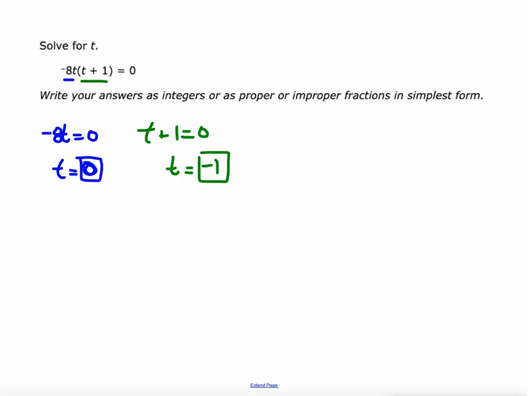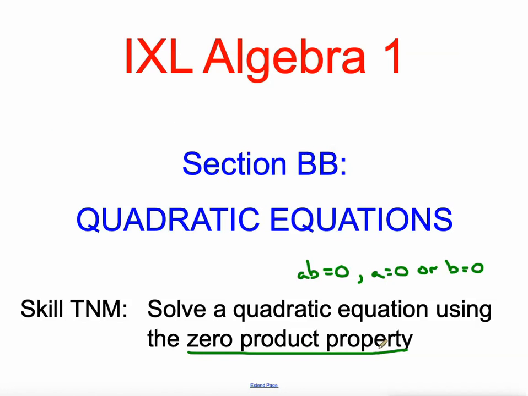So we just did 6 examples of the zero product property in under 5 minutes. Very simple property, but very important. We'll use it a lot to solve quadratic equations and do other things actually with quadratic equations.